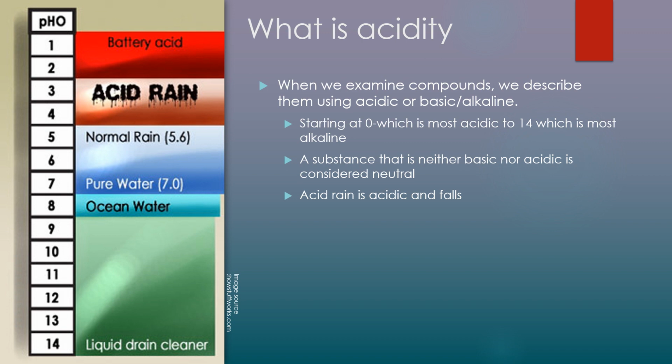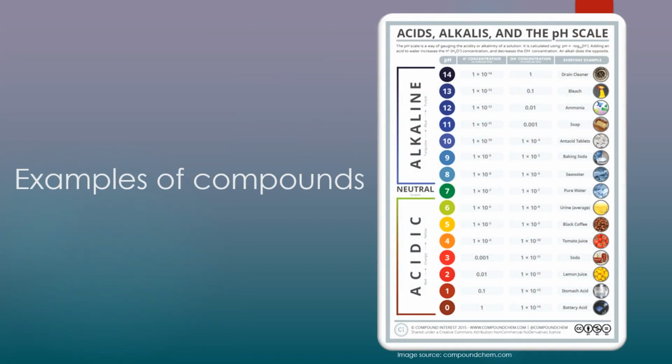Well, acid rain is acidic, and it falls on 3 and 4. So on the next slide, when looking at the pH scale, here are some examples of compounds and where the acidic rain falls. It falls between 3 and 4. So 3 is soda and 4 is tomato juice. So yes, it falls further down onto the pH scale, which makes it more acidic.